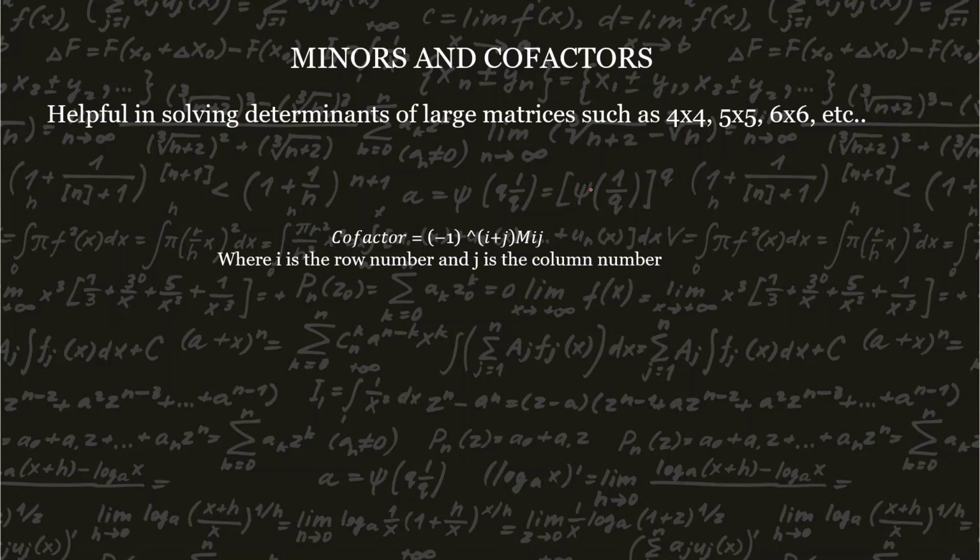So, minors and cofactors are considered helpful in solving determinants of large matrices, like 4 by 4, 5 by 5, and 6 by 6. Here, presented with the formula of cofactors, we have negative 1 raised to i plus j times M sub ij, which is the minor. i is the row number, and j is the column number.